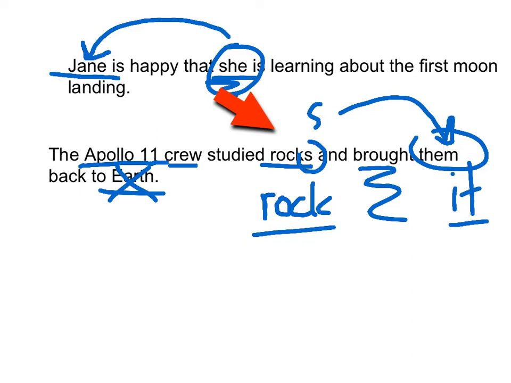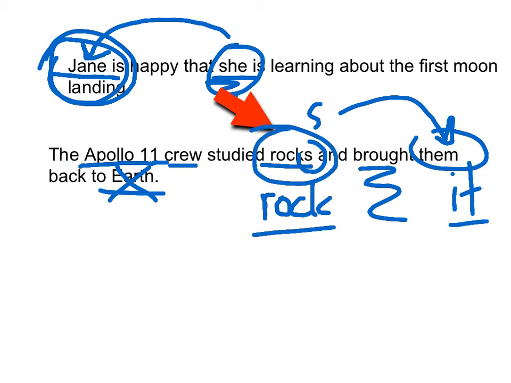So that you don't get confused about the terms, remember that the noun is the pronoun antecedent. Jane is the pronoun antecedent. Rocks is the pronoun antecedent. She and them, these are pronouns. The nouns that they're replacing are the pronoun antecedents.